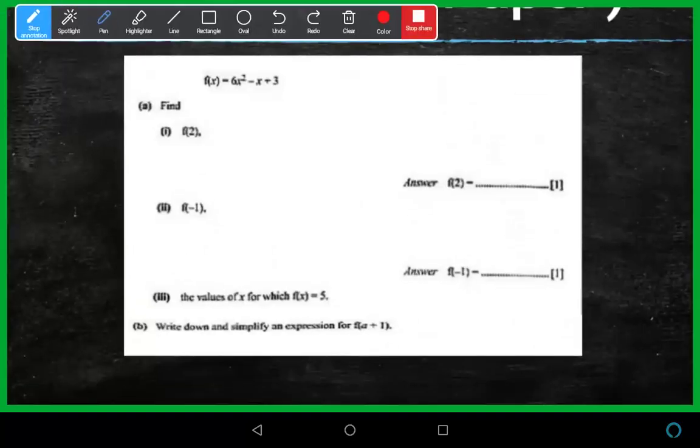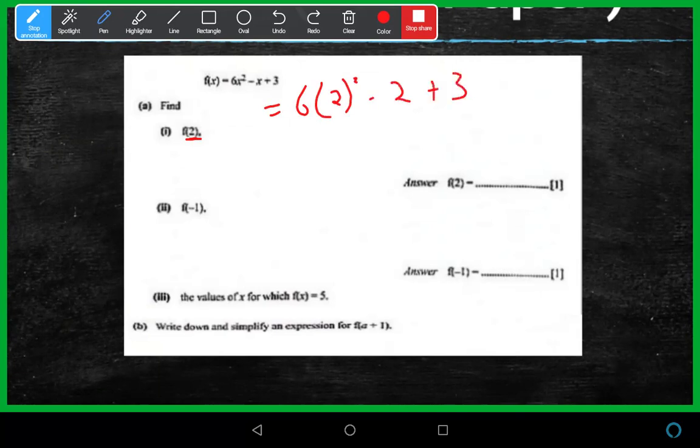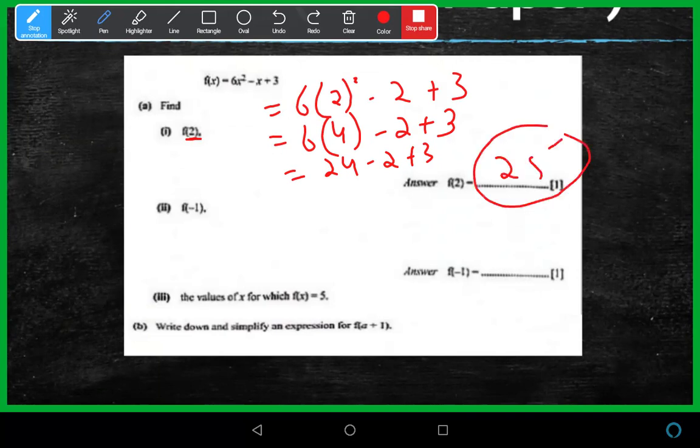The equation is 6x square minus x plus 3. We have to input 2. So just need to write 2 and the square as well. It will become, the square of 2 is 4. So now 6 times 4 is 24. 24 minus 2 plus 3. So, oh, sorry, 3, not 33. 3. So 24 minus 2 will be 22. 22 plus 3 will be 25. The answer will be 25. The input is 2 and output is 25.